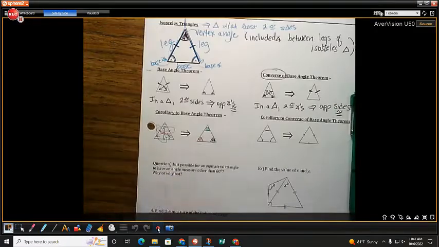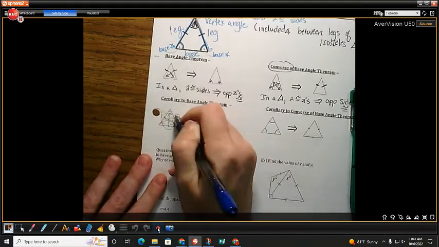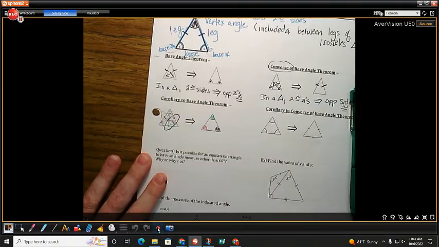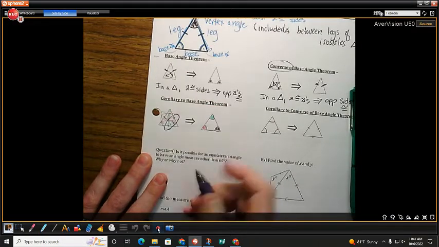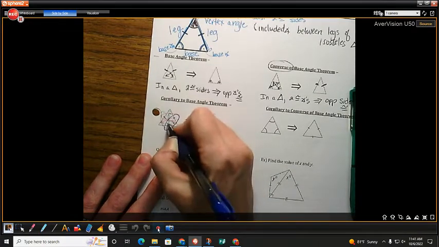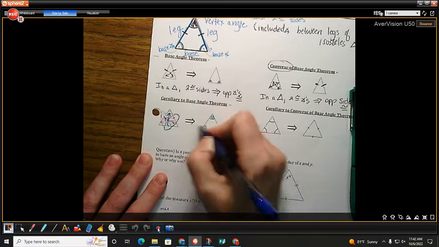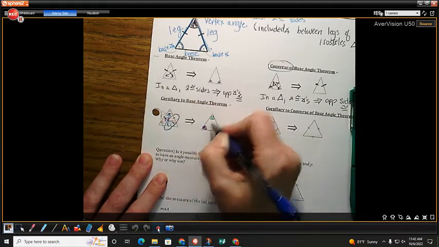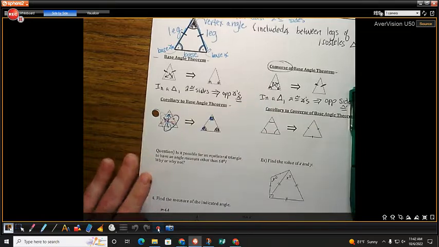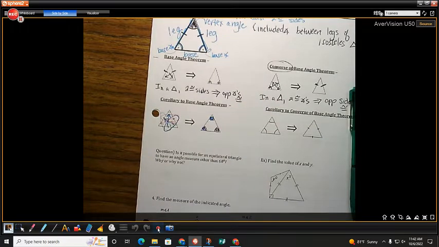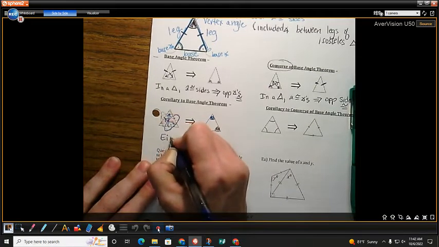But wait, there's more. What if I just look at these 2 sides? They're congruent. So what has to be true? Their opposite angles have to be congruent. And so, oh look, everything ends up being congruent. Wait, this sounds awfully familiar. This is just an equilateral triangle.